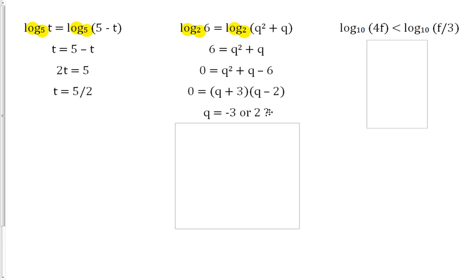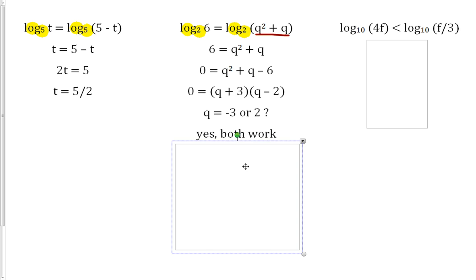However, we need to make sure that we check these answers back in our original problem so that we don't end up with any negative numbers in the log. So if we have anything negative in here, it's not going to work, so we have to throw those solutions out. Negative 3 squared is 9, plus a negative 3 is going to be positive 6, so negative 3 is okay. And 2 squared is 4, plus 2 more is positive 6, so that's going to be okay too. So for this equation, they both work. We can keep both solutions, but that's not always going to be the case.